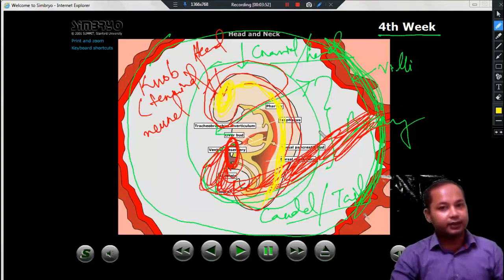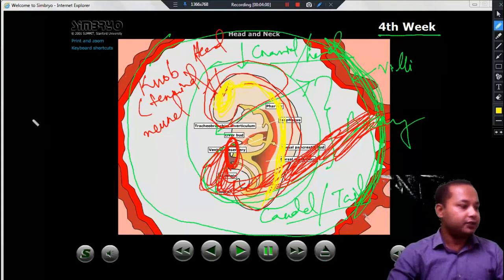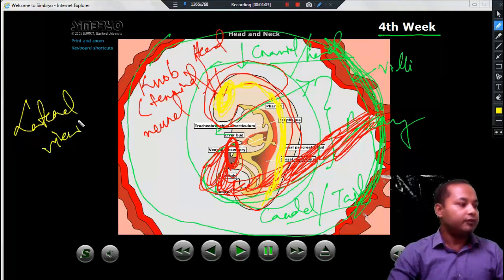You can remember it by now. If you do not remember, then please go through the lessons once again. Okay, and this is a lateral picture. This is the lateral view of this embryo, or the growing fetus.